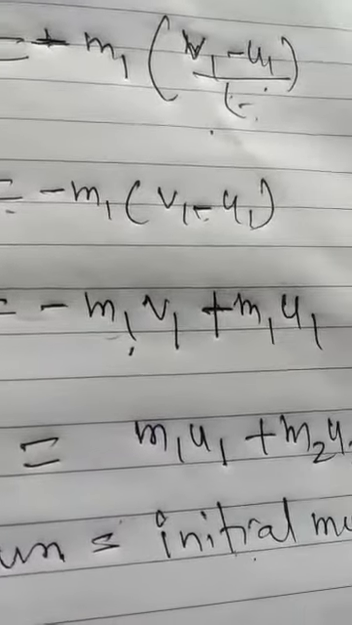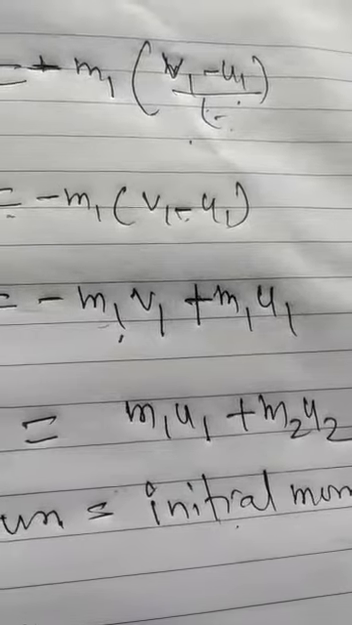Okay, we have proved the law of conservation of momentum. So we take an example. Consider an example of a gun with a bullet. The gun and bullet have masses m1 and m2. Both have zero momentum because both are at rest.